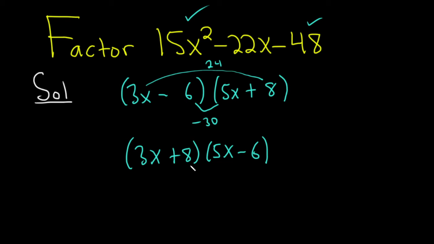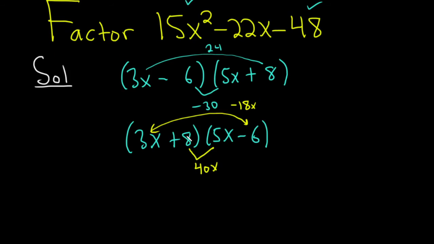So let's try this time. 8 times 5 is 40x. So you look at the inner, and then you look at the outer. 3 times 6 is negative 18. No, not quite. Because when you add these, you're going to get a positive 22. We need a negative 22. So what we can do here is just switch the signs, and we should be good.